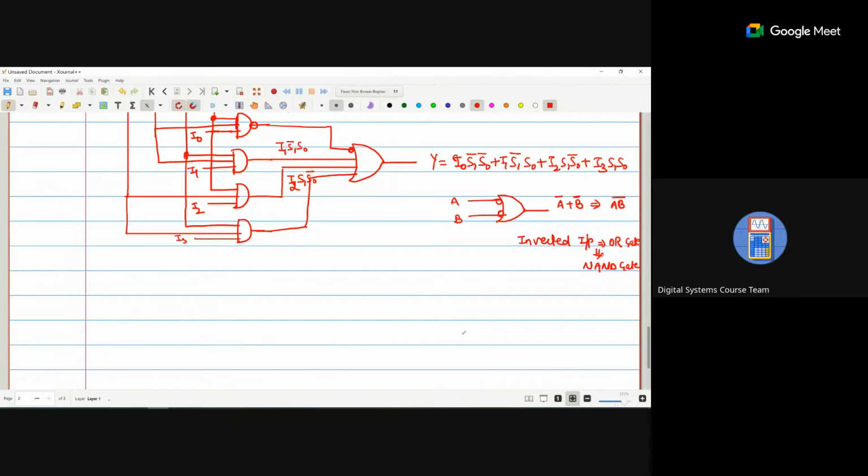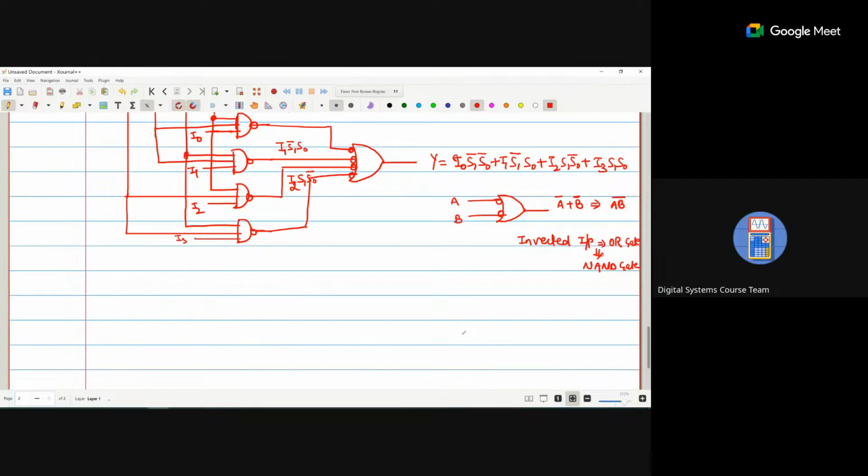Any change? No. One bubble here, one bubble here. Any change? No. That means no change in the final equation, because both bubble effects cancel each other out. That means the Y equation will always be the same. Internally what happens is a different thing, but the final output is the same. There is no change in the output because the effects cancel out.